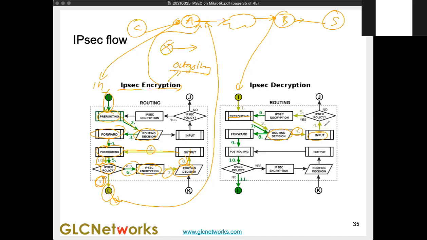After that, it's checking, is there any IP security policy in that packet? If yes, then goes here. And then we do decryption. After the decryption, we come into the pre-routing again.